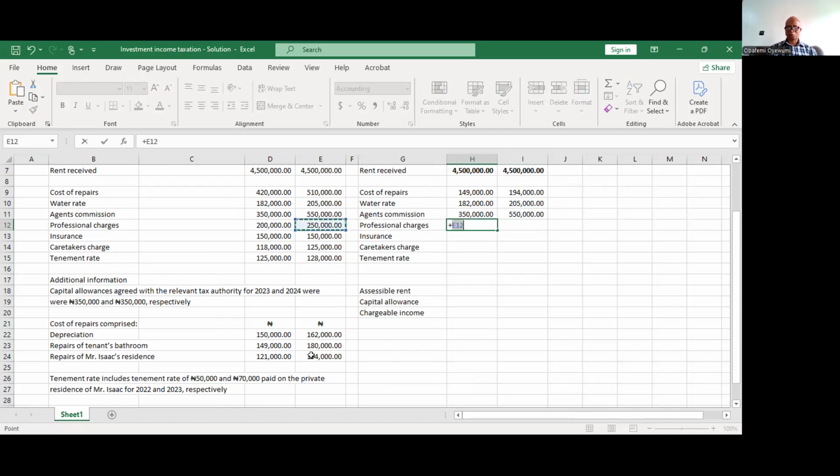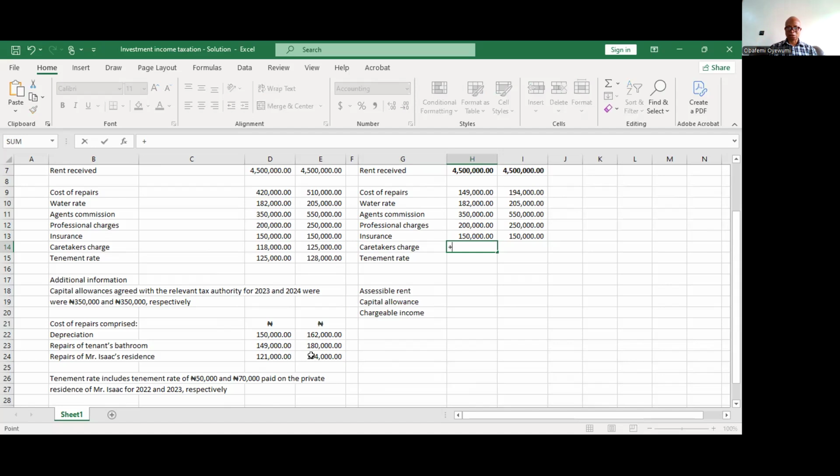Then all you have to do is go ahead and pick your professional charges, maybe legal fees and all of that. Then insurance on the building. Again, you also have insurance that you take as the entire figure. Then caretaker's charge, of course, that's part of the expense that you have to incur in order to be able to earn the income.